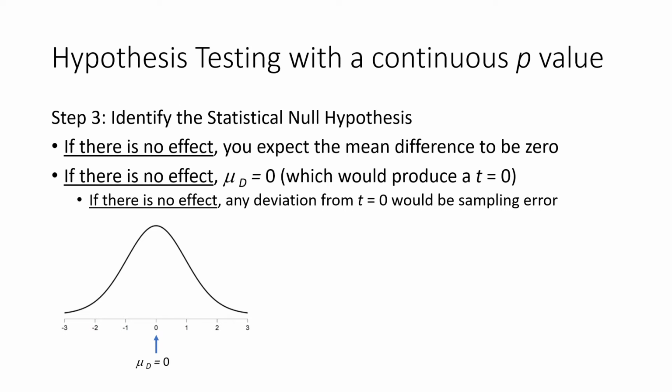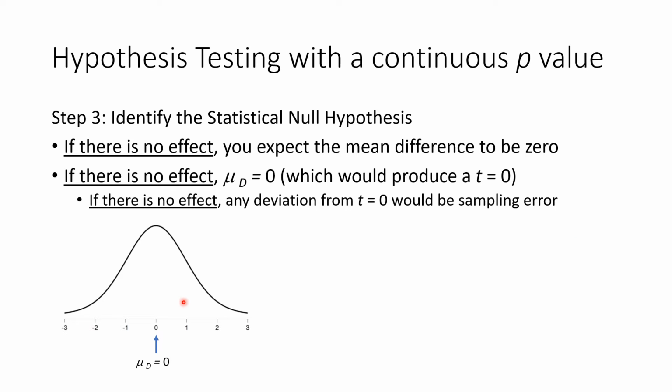If you were to get a mean difference of exactly 0, that would give you a t-test of 0 because the numerator of the t-test would be 0. So the t would end up being 0 if you get a mean difference of 0. And then again, if the null hypothesis is true, any deviation from a t-test of 0 would be due to sampling error.